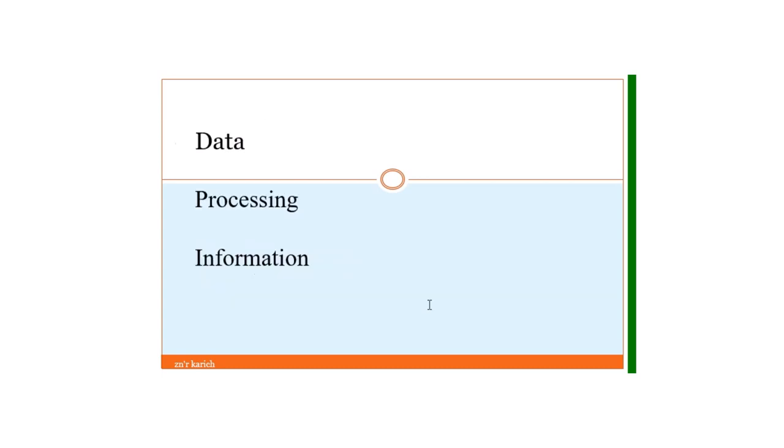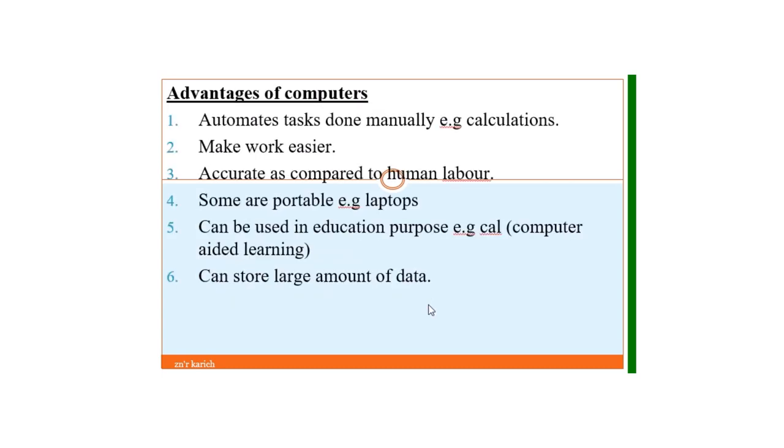What are the advantages of computers? First, the automated tasks that can be done manually, such as calculations. A computer makes work easier. Number three, computers are accurate as compared to human labor. Computers are also portable, such as laptops. They can be used for education purposes, e.g. computer-aided learning, computer-aided instruction. Computers can store large amounts of data.